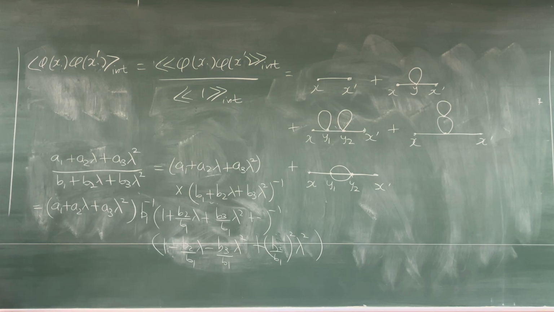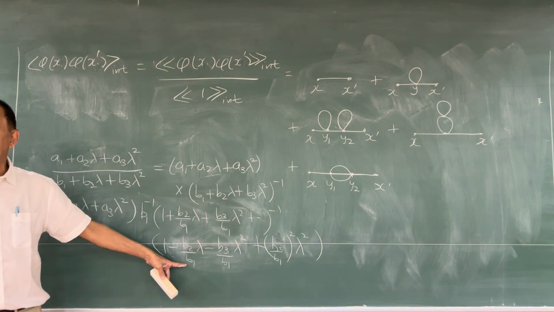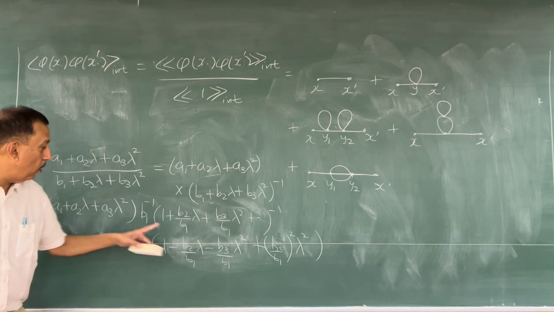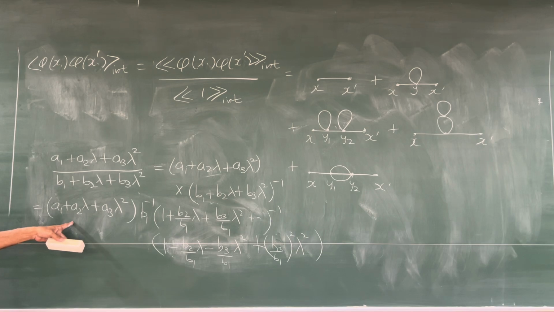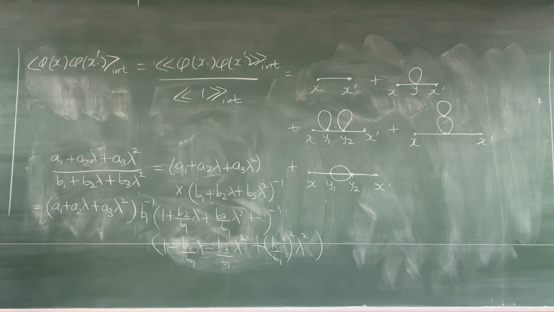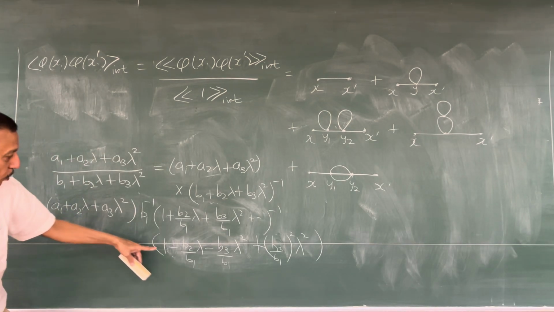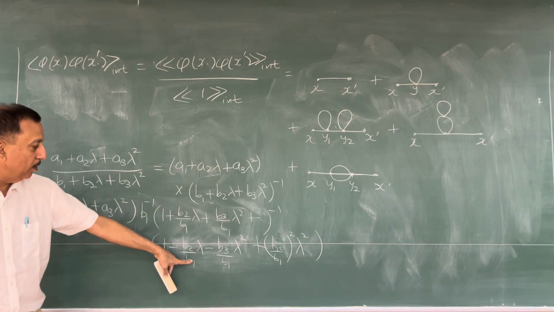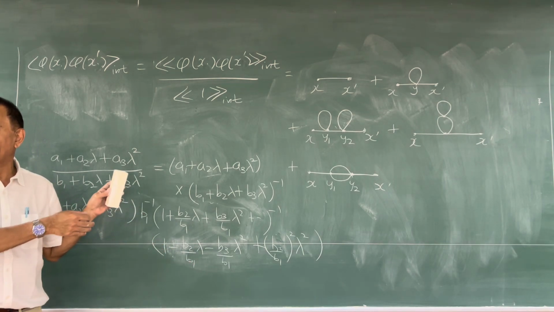This is the inverse of this in perturbation theory to second order. Now I multiply these two and keep up to lambda squared. I should be careful not to lose terms and also not to keep terms that I'm not supposed to keep. Lambda squared times this lambda squared, certainly I'm not going to keep. On the other hand, at order lambda, the contribution is A2 times 1 and also A1 times minus B2 by B1. So I have to combine them.